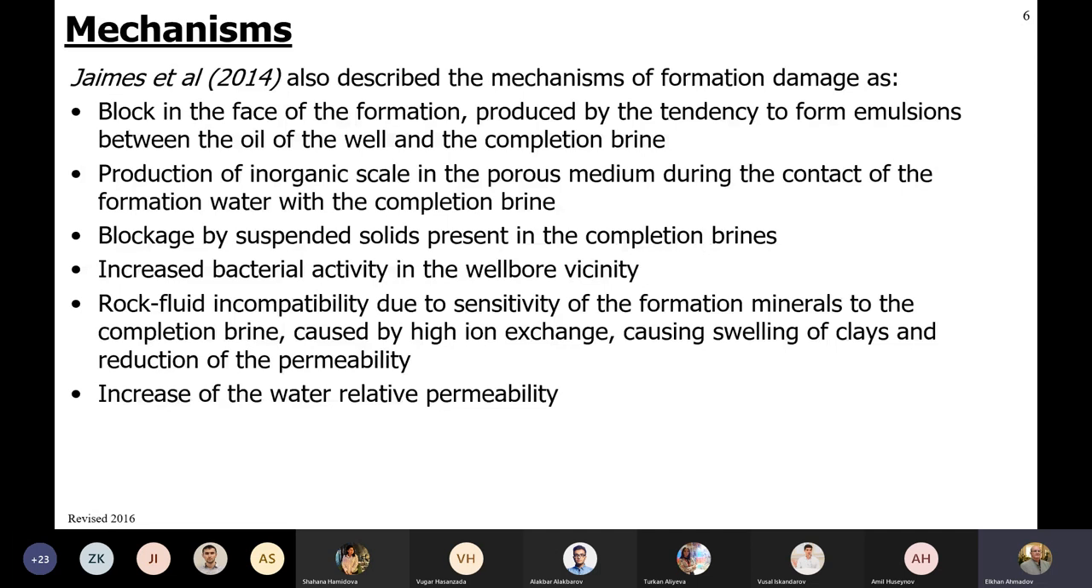Production of inorganic scale in the porous medium because of formation water and completion brine contact. Again, the chemical composition might be different between the formation water and the completion brine, and so this might cause some inorganic scale, like precipitations in the porous medium. So again, blockage of the porous medium pore volumes, and increased bacterial activity. We said that blockage by suspended solids present in completion and drilling fluids, increase of water relative permeability, rock-fluid incompatibility. These were all stated in the previous slide.